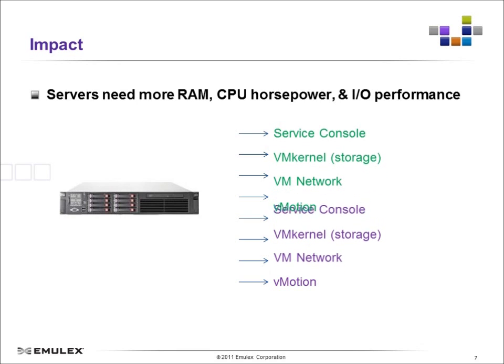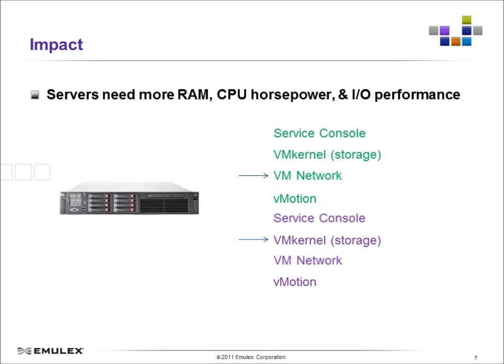10 gig Ethernet has the ability to carve up that big fat pipe into a bunch of smaller pipes. You still get the manageability of multiple compartmentalized streams, but you save significantly on switch ports and cabling.